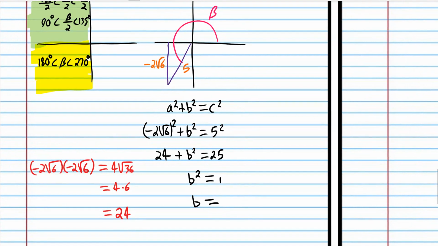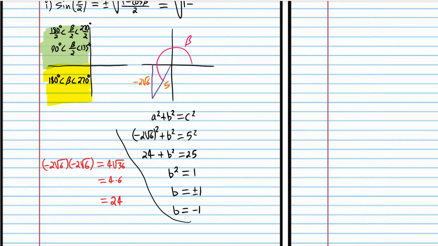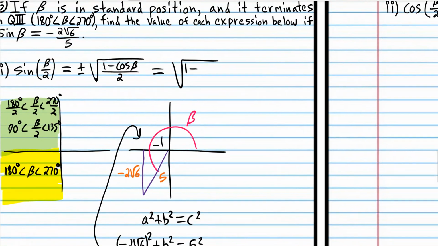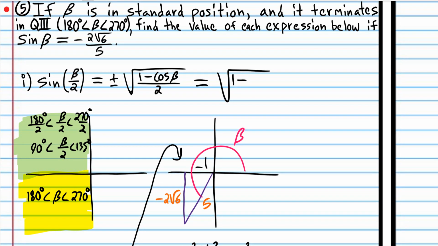Is it going to be positive 1 or negative 1? Well, we see that this side is to the left of the y-axis, so it's going to be positive 1. Okay, so we can put that number up here. And now we can easily find cosine beta. Cosine beta is negative 1 over 5.